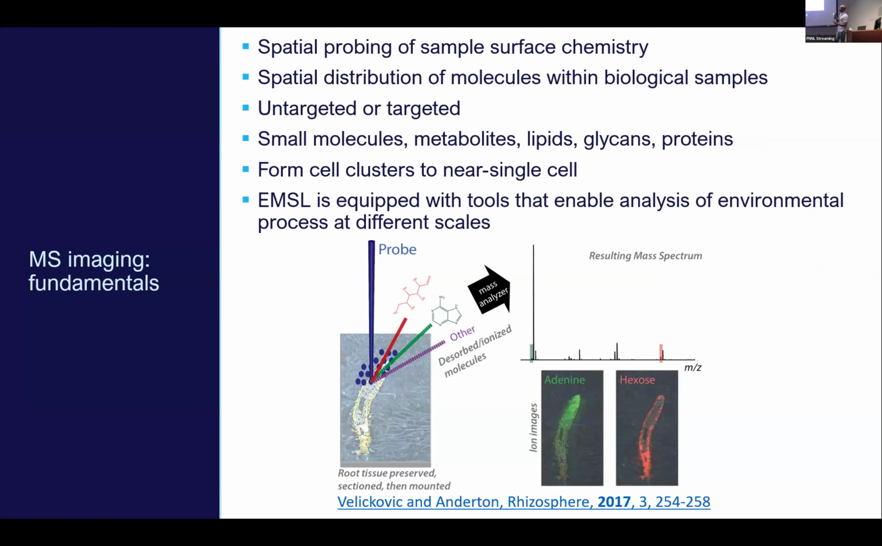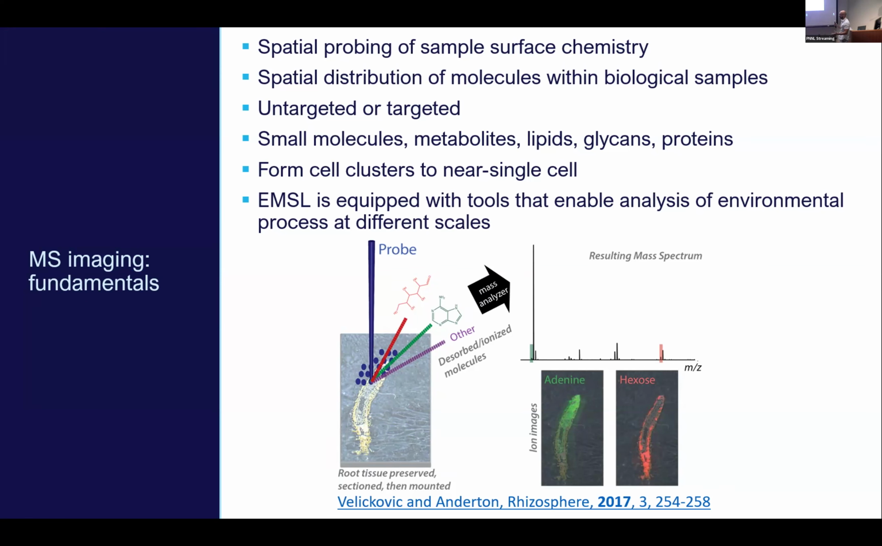So mass spectrometry imaging, for those who are not familiar with this, is spatial probing of sample surface chemistry by a mass spectrometer. As you can see on the figure, we go from position to position in the sample, from pixel to pixel, and acquire a mass spectrum, which reflects the molecular composition in that particular area of the sample. When we finish scanning the entire sample, we end up with ion images that represent the relative abundance of molecules across the surface of the sample. In this case, this is a root tip. In that manner, this provides you the spatial distribution of molecules.